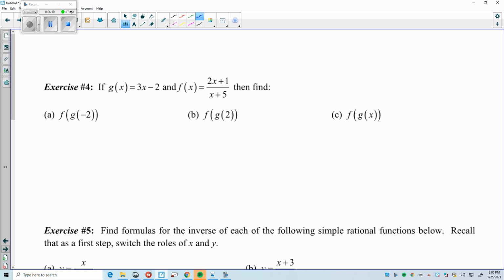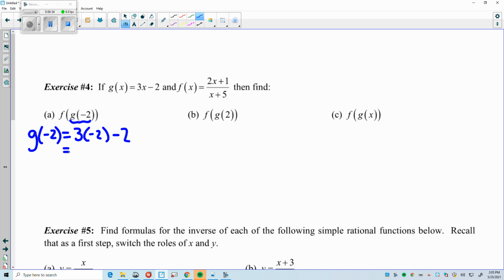Compositions of functions. We haven't looked at this in a while. For composition of functions, you're always working inside out. The only difference here is we're just working with a rational function for one of our functions. So very first thing we're going to do is find the g of negative 2. So I go into the g function, and anywhere I see an x, I make it a negative 2. So I have 3 times negative 2 minus 2.